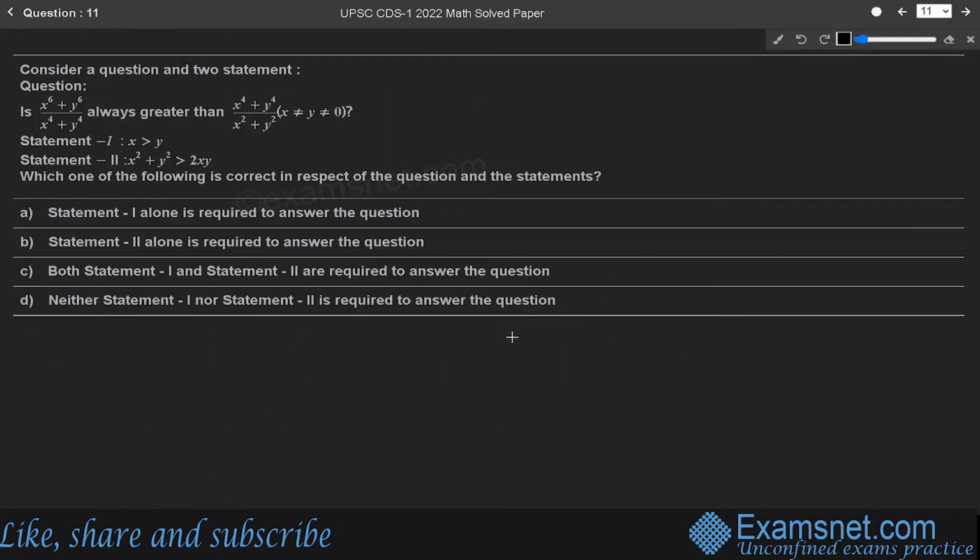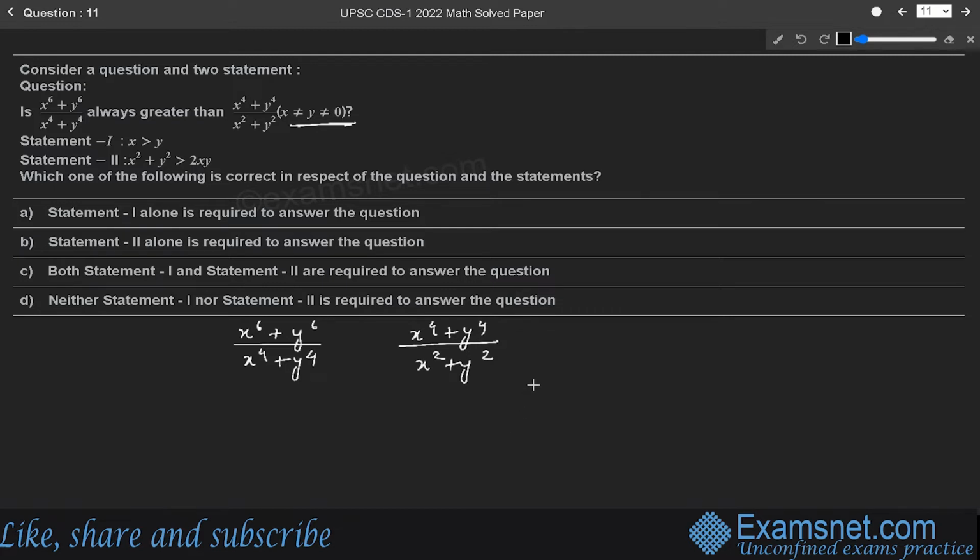Next question is, consider a question and two statements. Question is, is (x to the power 6 plus y to the power 6) upon (x to the power 4 plus y to the power 4) always greater than (x to the power 4 plus y to the power 4) upon (x square plus y square), where x is not equal to y is not equal to 0. And the statements are: x is greater than y, and x square plus y square is greater than 2xy. In this question also we have to find which of the statements are appropriate or correct in respect to the question and the given statements.